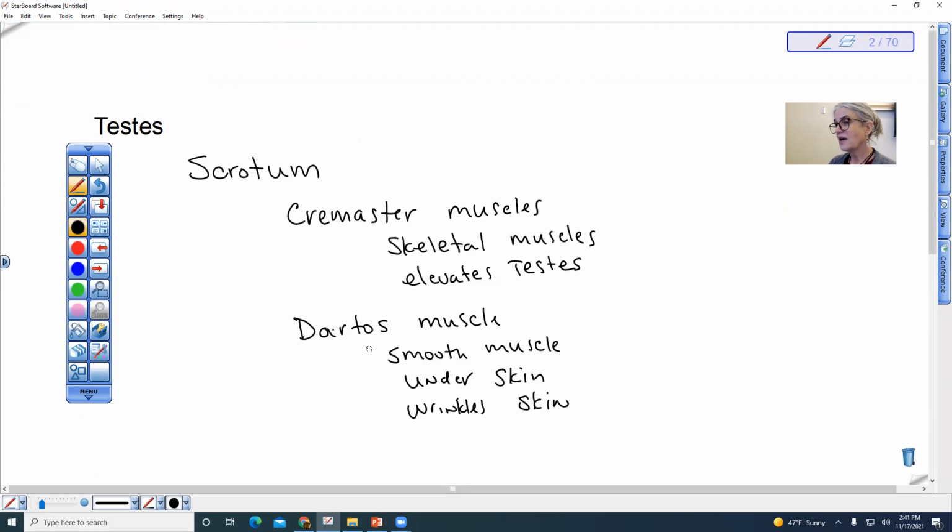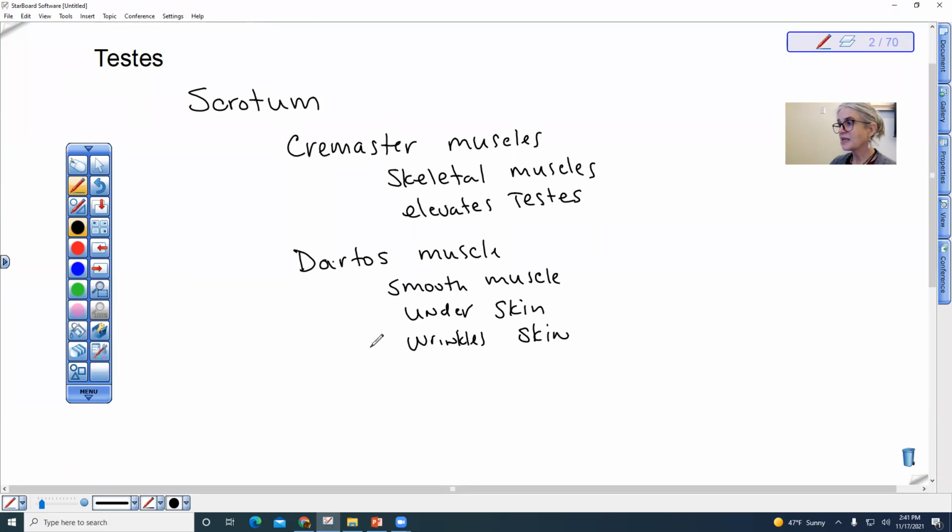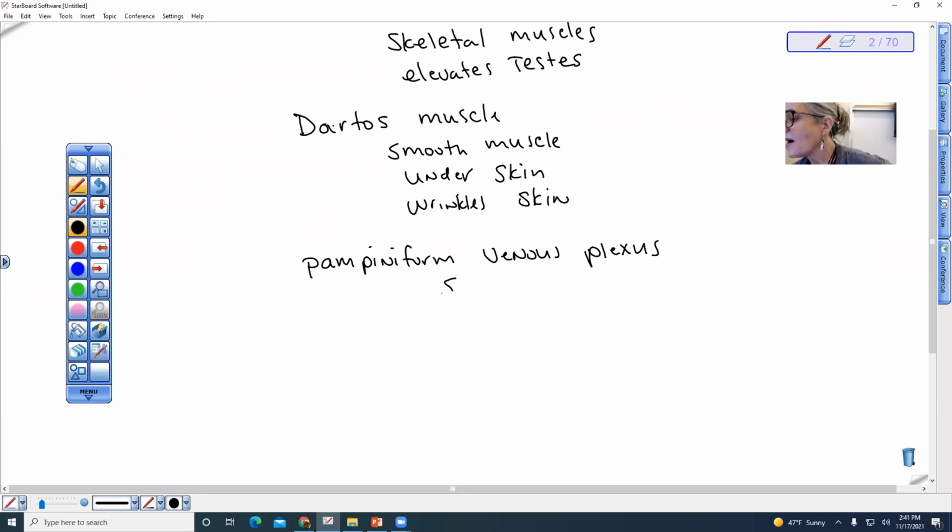Another function of temperature regulation has to do with what is called the pampiniform venous plexus. Plexus means a network, and venous means that it is blood that is going back to the body. And this surrounds the testicular arteries.